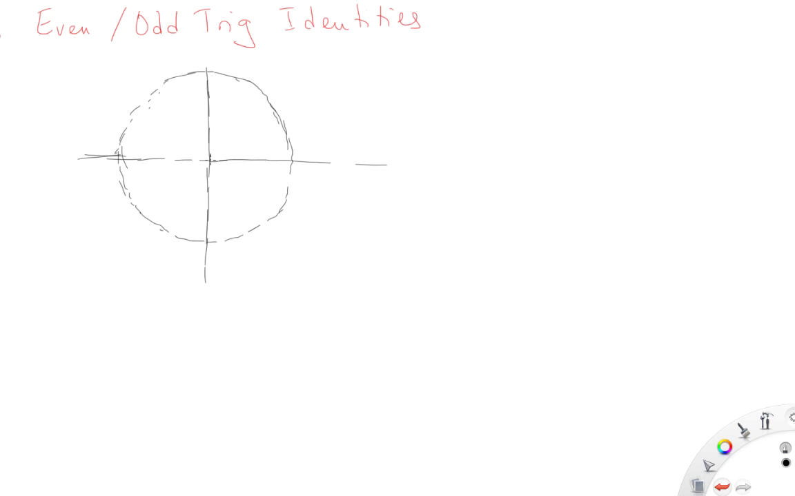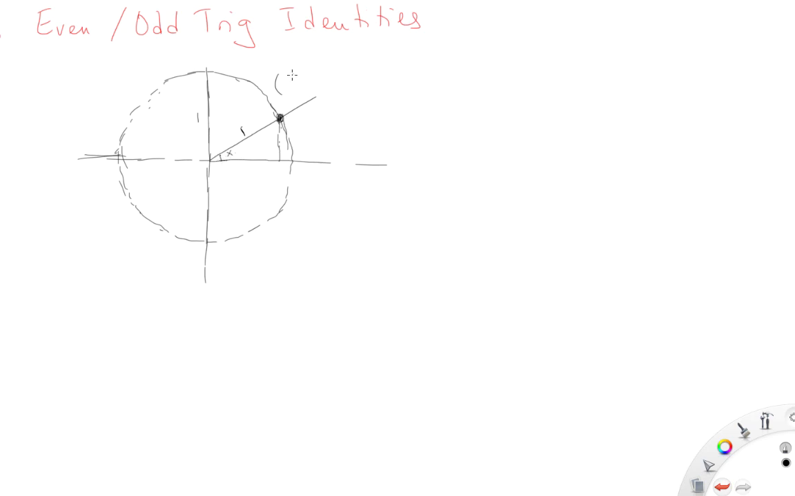So if I take an angle, and this is angle x, right? We found out already that the unit circle is really cool because this hypotenuse over here is equal to 1. And because the hypotenuse is equal to 1, that's why the x and y value of this point on the unit circle are equal to sine and cosine of that angle x.